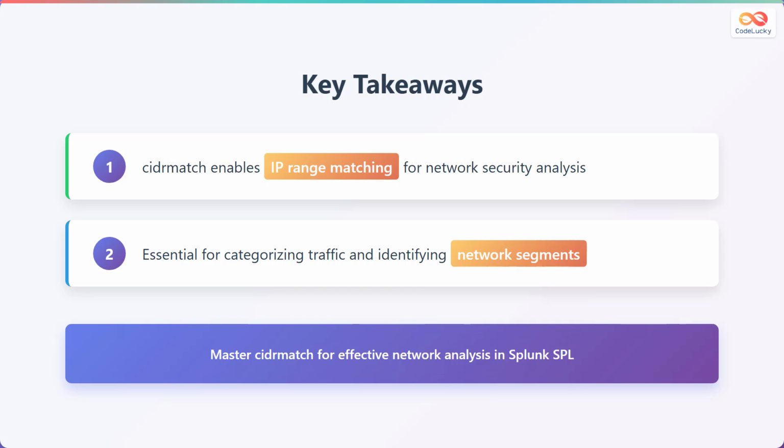Let's summarize the key points about the CIDRmatch command. First, CIDRmatch enables IP range matching for network security analysis, making it an essential tool for anyone working with network data in Splunk. It allows you to efficiently determine whether IP addresses belong to specific network ranges using CIDR notation. Second, this command is essential for categorizing traffic and identifying network segments, whether you're distinguishing between internal and external traffic, identifying different network zones, or performing security analysis.